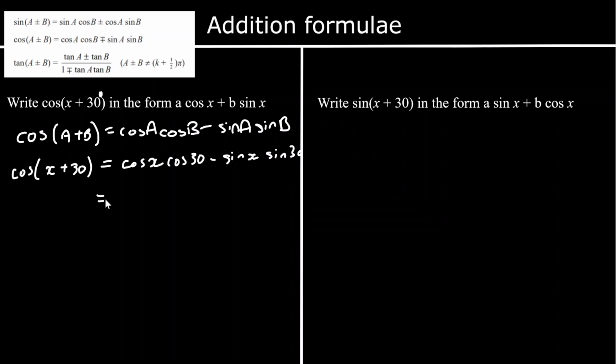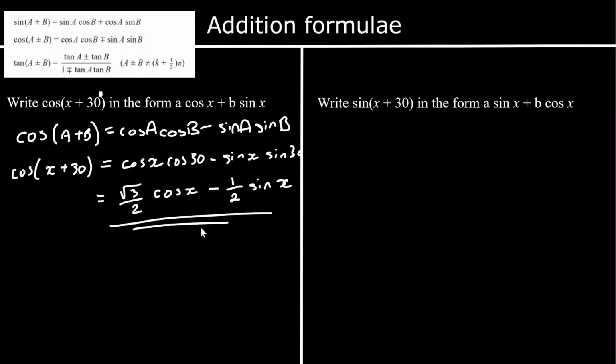And we know what cos 30 and sine 30 are. So cos 30 is square root 3 over 2, so square root 3 over 2 cos x. And sine 30 is a half, so minus half sine x. And that is our answer.